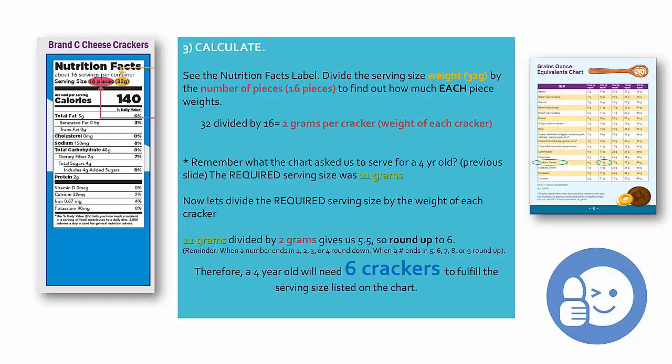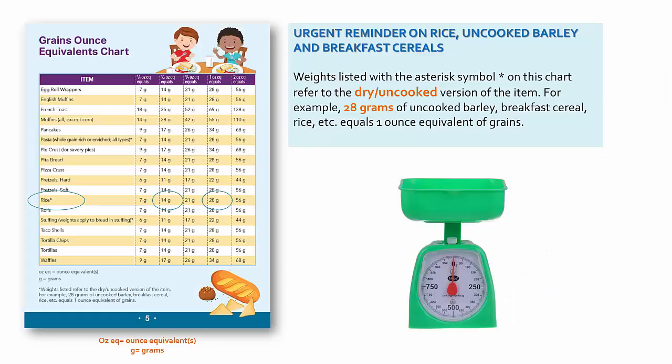Okay, so don't get scared. It's similar to the pancake example. We found out how much each cracker weighs, and then we used the previous information on the requirement needed for servings for this child, which was 11 grams. So the required serving size divided by the weight of each cracker, okay? And that gave us 6 crackers.